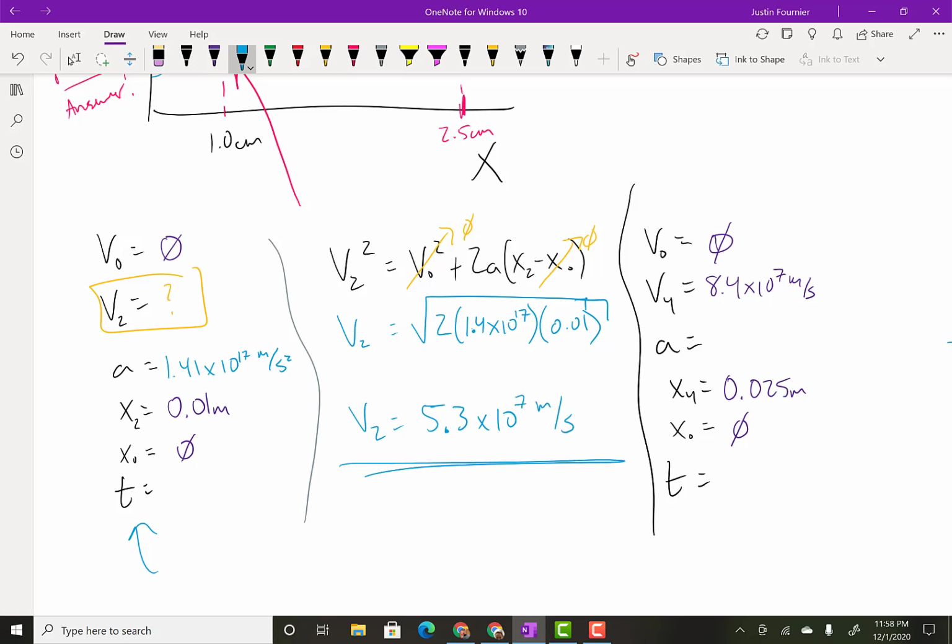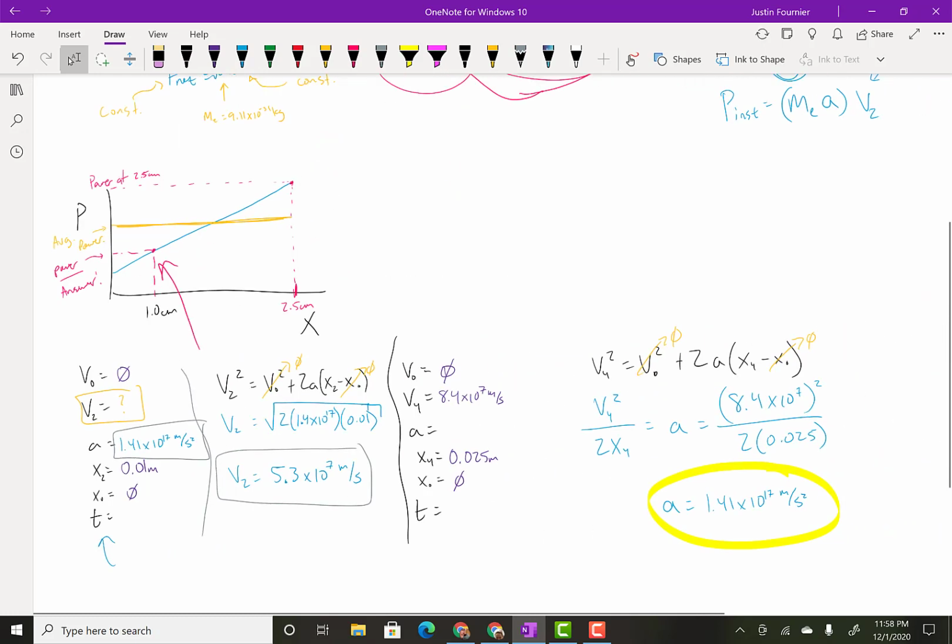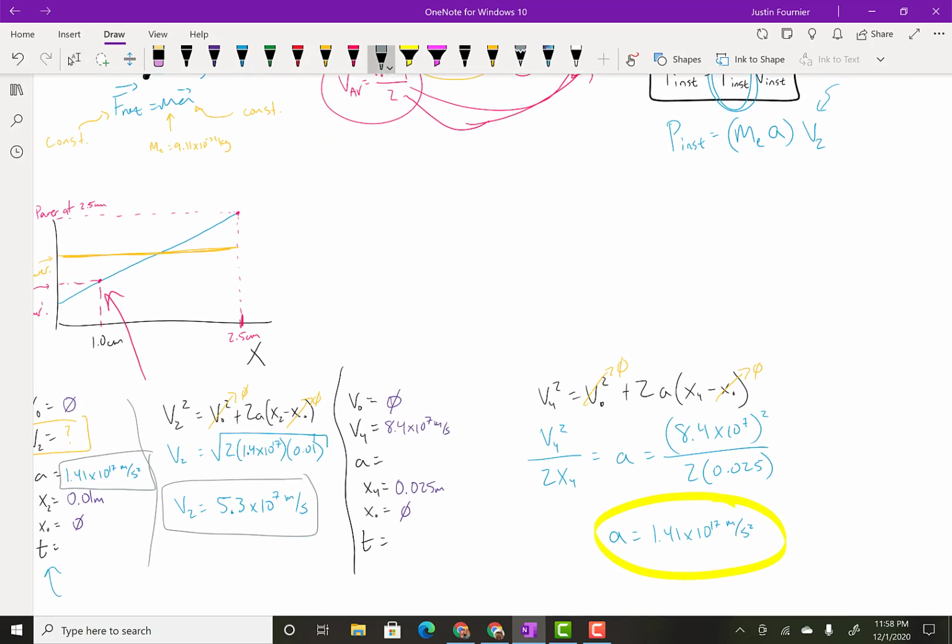Always a good idea to check: is the speed under the speed of light? The speed of light is 3 times 10 to the 8. If it's less than that, that's good. It is less than that, because if not, we would be making a mistake. So that is V2. Now I got V2, and I even got my acceleration as well, all in the same effort right there.